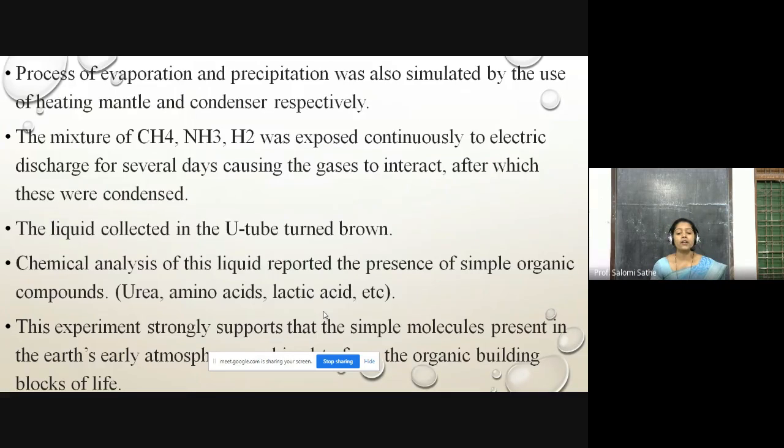The liquid collected in the U-tube turned brown. Chemical analysis of this liquid reported the presence of simple organic compounds. Hence the result shows the presence of simple organic compounds, for example, urea, amino acid, lactic acid, etc.